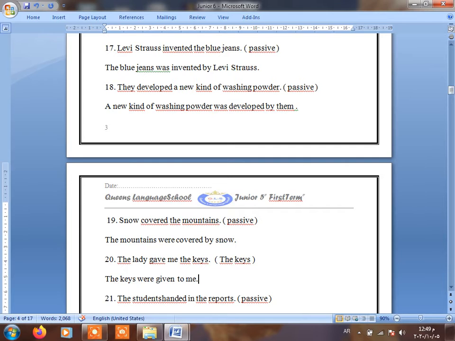What if I want to make the sentence with the second object, which is "me" here? So it will be like that. Of course, I will not start the sentence with "me". So: I was given the keys by the lady. Okay, move to the next one.